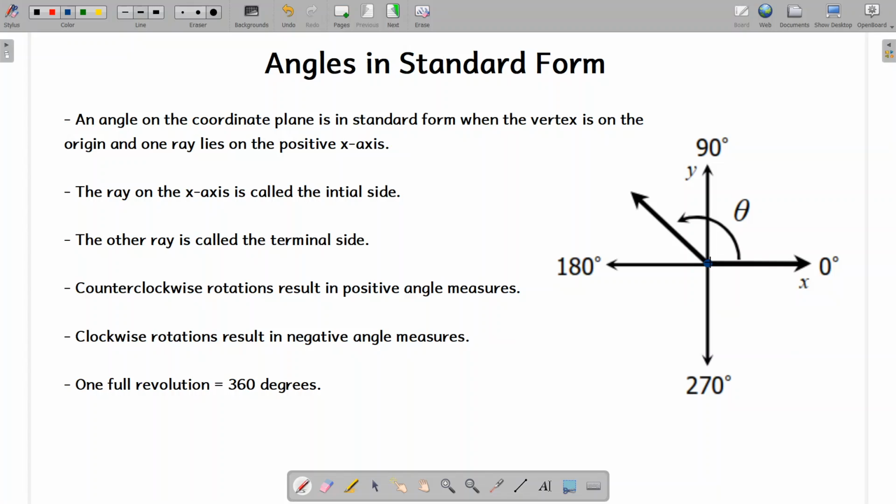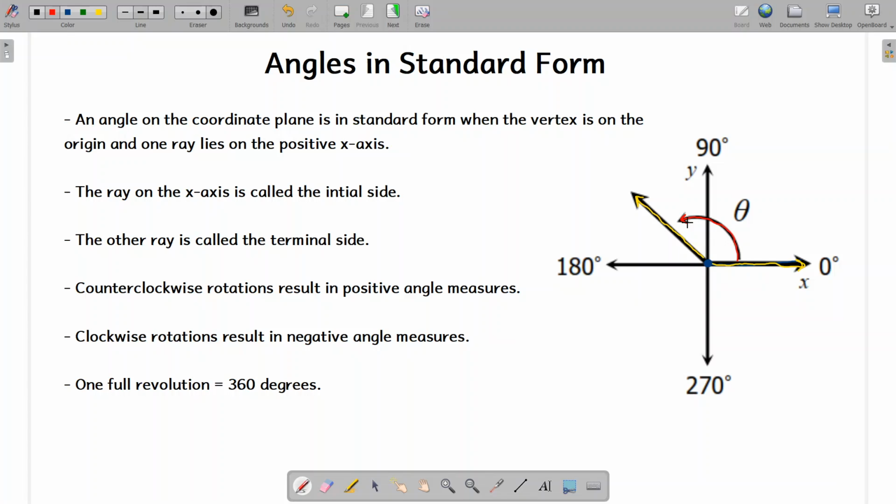And then we're going to have two different rays, okay? The ray that's on the x-axis right here, let me pick a different color. This is what we call the initial side. That's like where the angle starts. And then the other ray is what we call the terminal side. And this is kind of where that angle ends. So this little swoop that you see here is kind of showing what we did to create this angle.